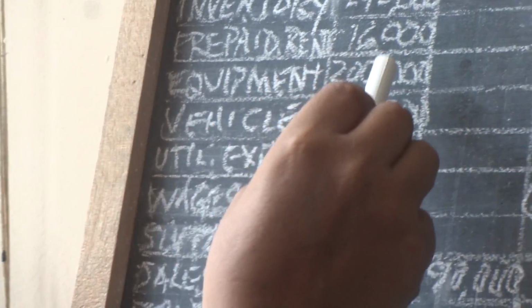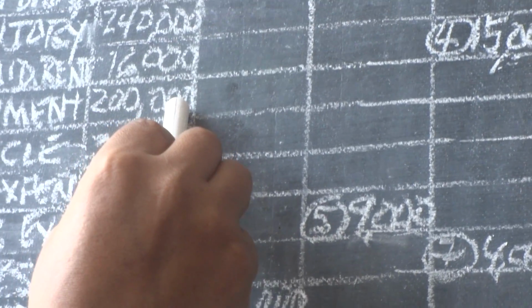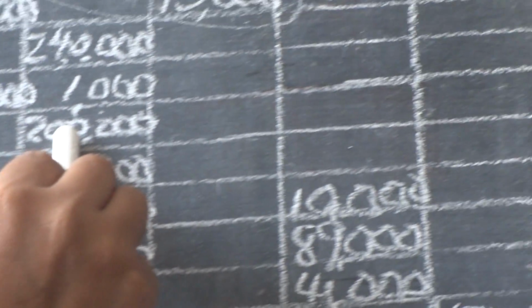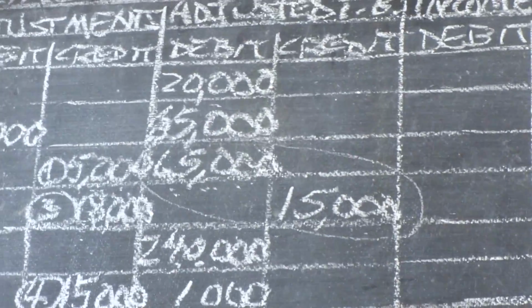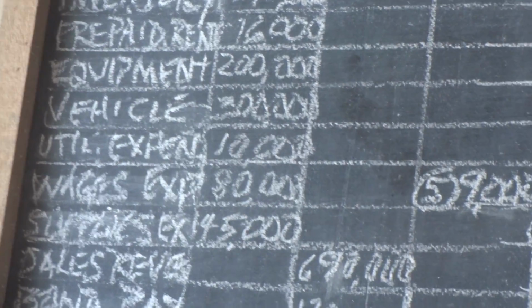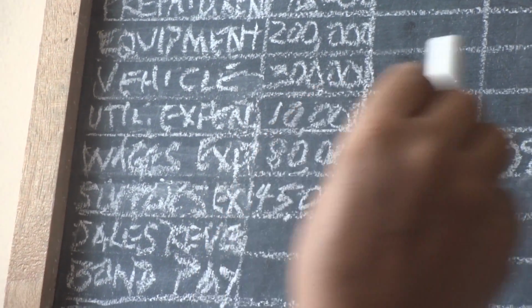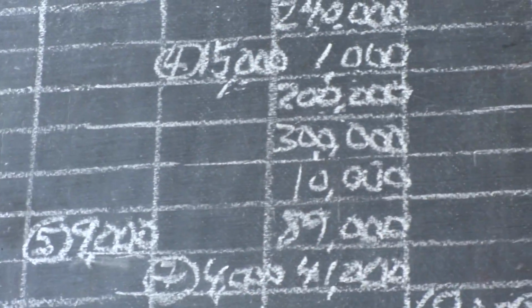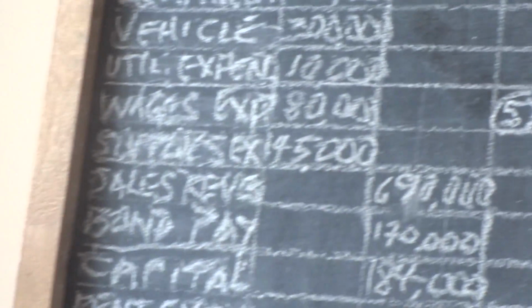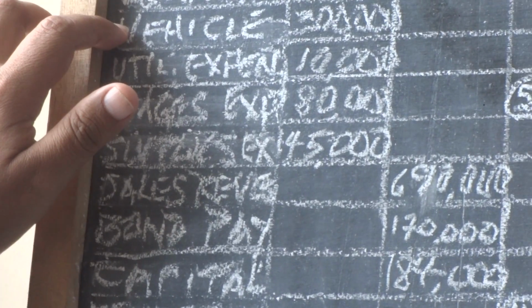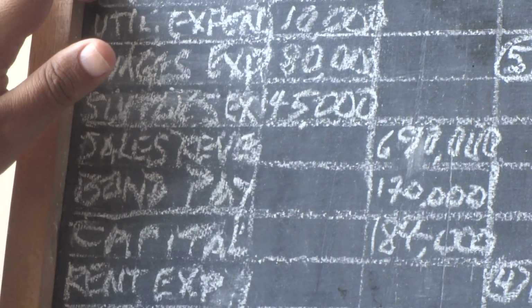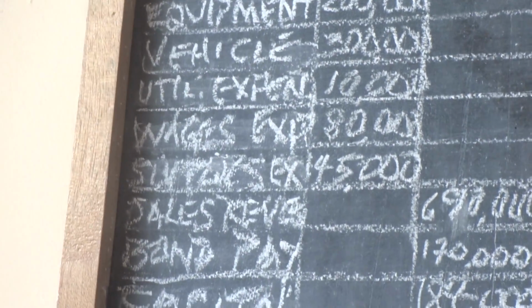We have the equipment for $200,000 that goes to the column adjustment in the debit, and also to the column debit in the balance sheet because it's an ownership of the company. Then we have vehicle for $300,000 that goes to the column debit and also to the column debit in the balance sheet because the Moon Corporation has a means of transportation to transport the merchandise to sell.